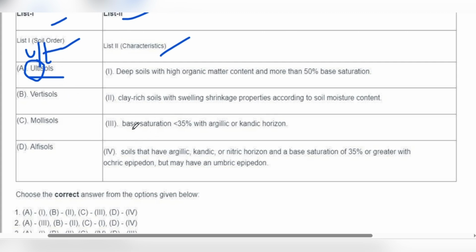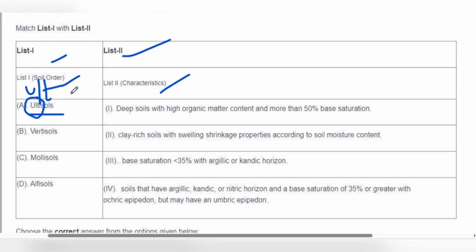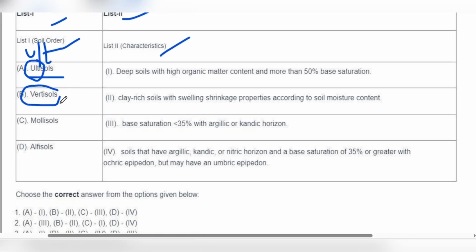What we can see here: deep soils with high organic matter, clay rich soils, base saturation less than 35, soils that have an indicator but may have an umbric epipedon. So, okay, even if you don't remember exactly, we can move on. This is a match the following question, no need to worry. Vertisols, we know these are the black soils. Vertisol comes from Latin invert. Invert means self-churning or inversion of the soil horizon, soil profile.